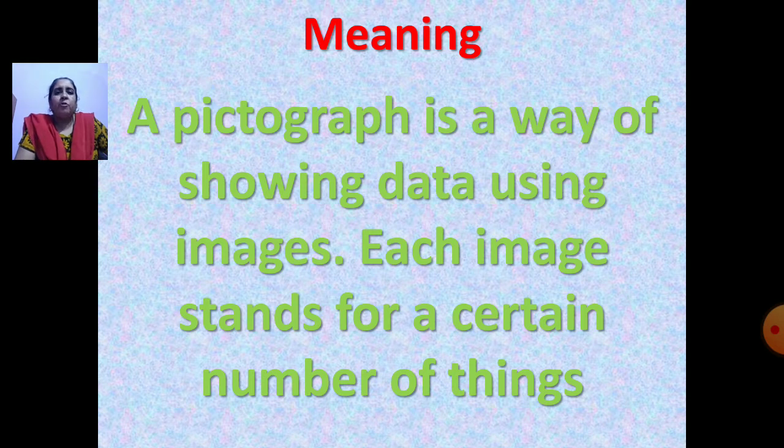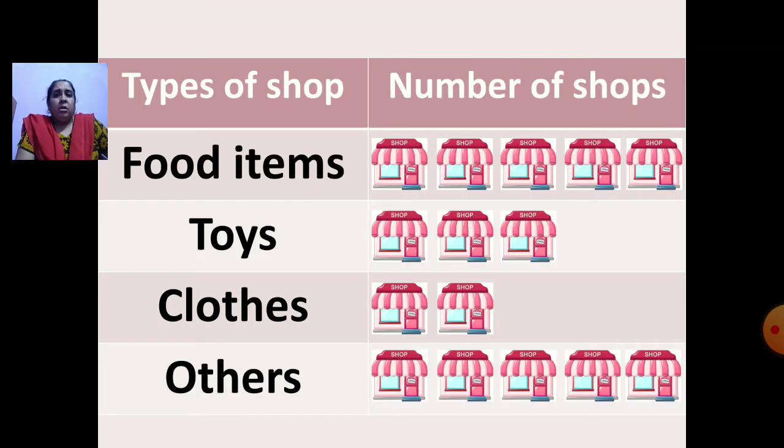Now in a pictograph you will see images. Images means you will see pictures. Seeing those pictures you can find out how many things there are in that certain image. Okay. Now for example, I am going to show you one chart. Now here, what is shown in this chart? You can see types of shop, and on the other side it is given number of shops. Okay. Then what do these pictures mean? Here, one picture stands for.